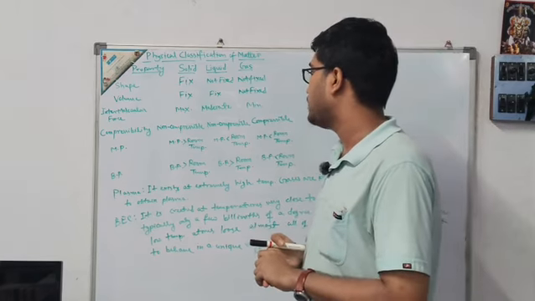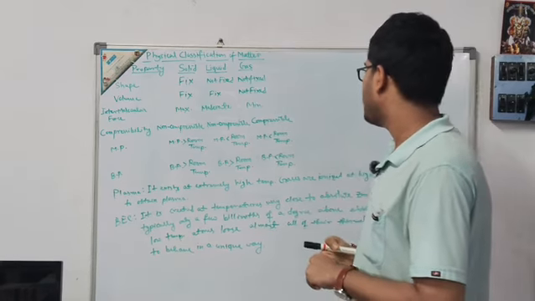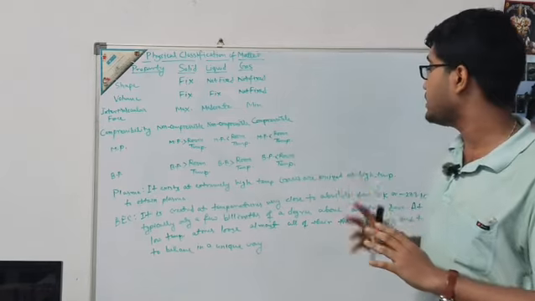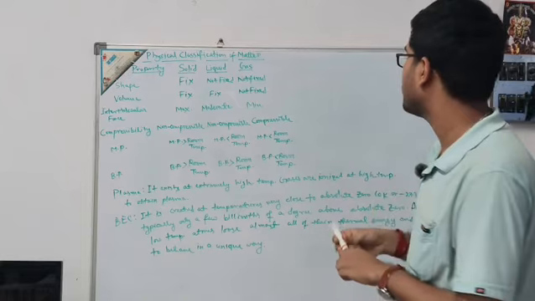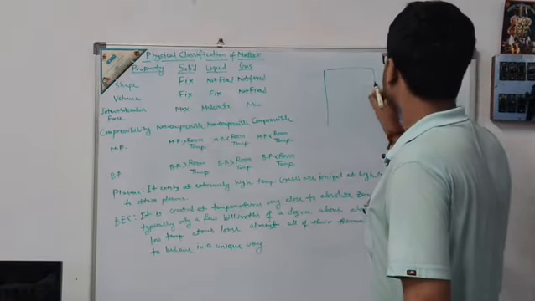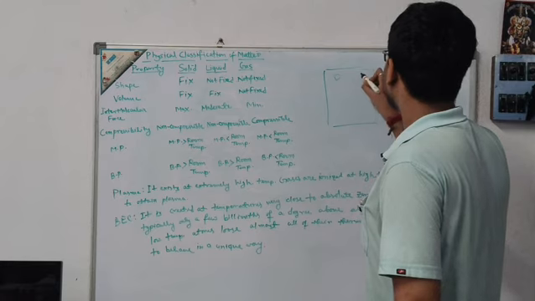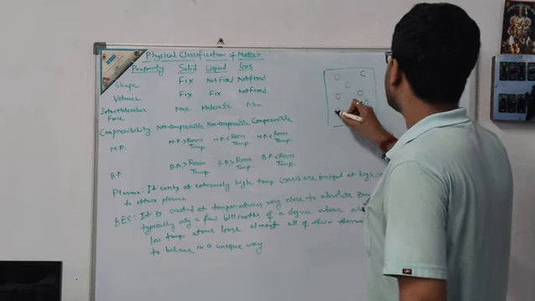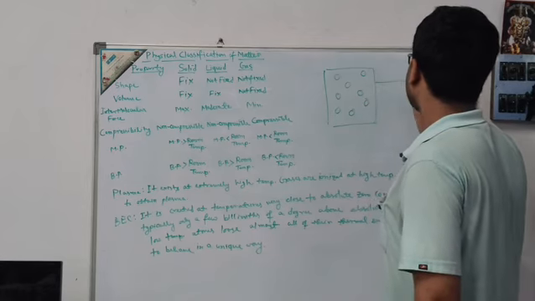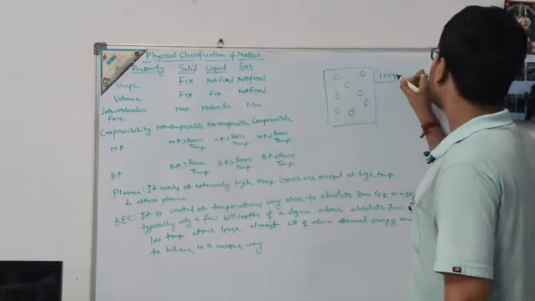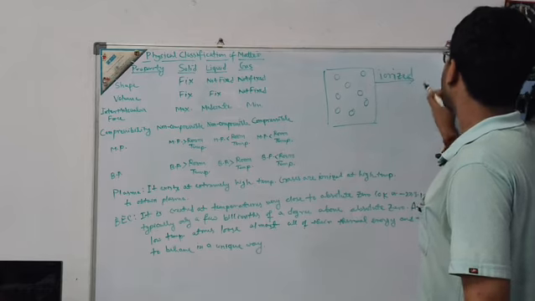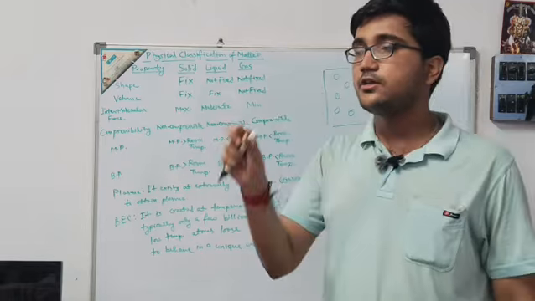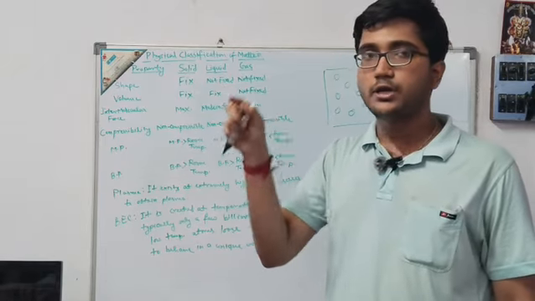Next we come to the plasma state. What is a plasma state? The plasma state exists at extremely high temperature, and it is formed when gases are ionized at high temperature. Suppose in a container we have a bunch of gas molecules. These are the gas molecules having negligible intermolecular forces of attraction. Now if these gas molecules are ionized, we know that each atom consists of the nucleus and the electrons revolving around the nucleus.